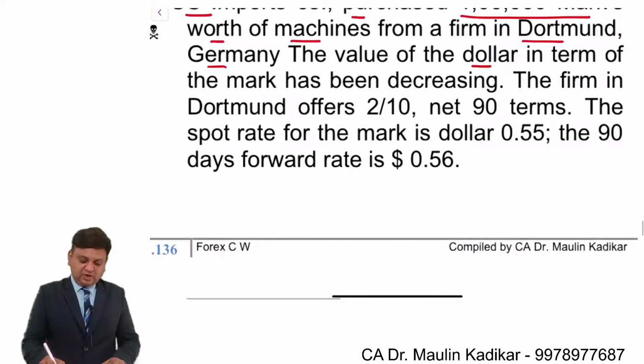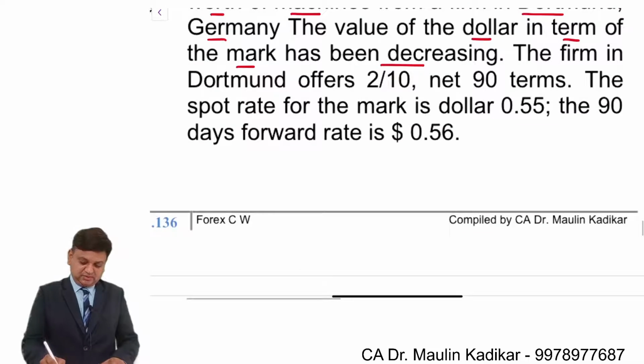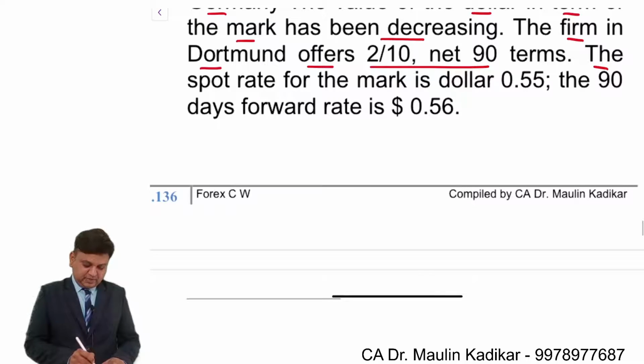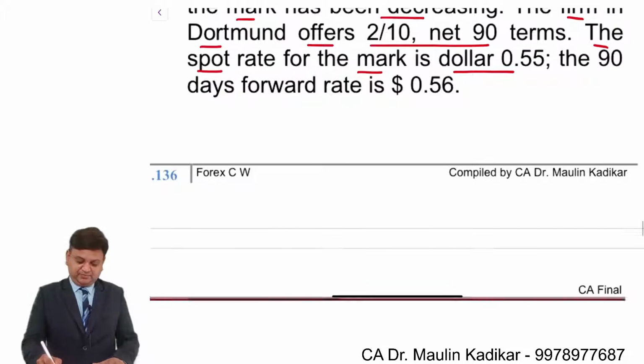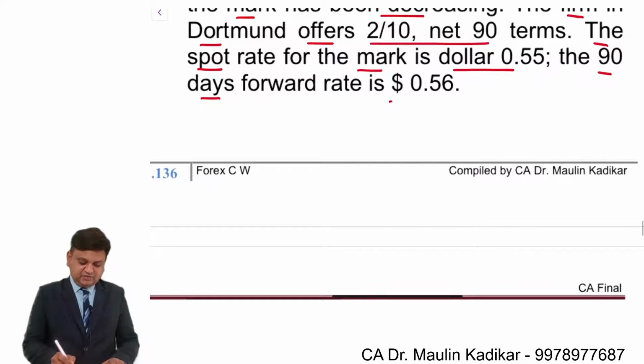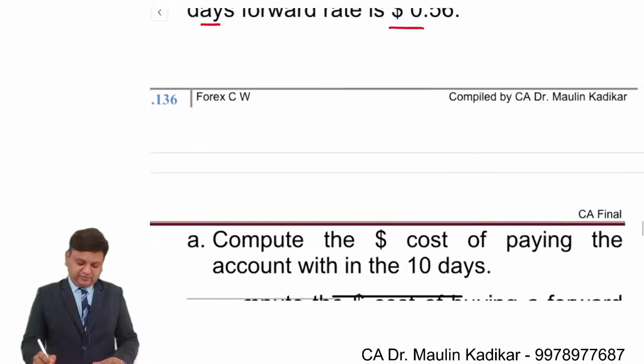The value of the dollar in terms of the mark has been decreasing. The firm in Dortmund offered 2 by 10 net 90 terms. The spot rate for the mark is $0.55. The 90 days forward exchange rate is $0.56.